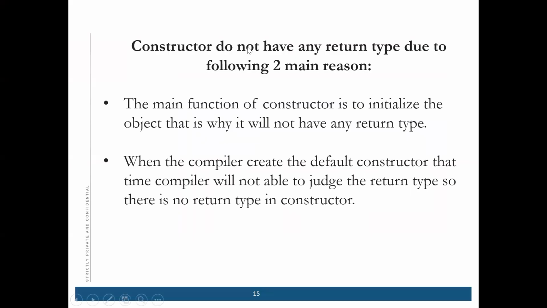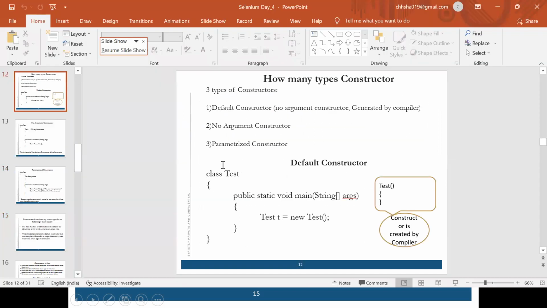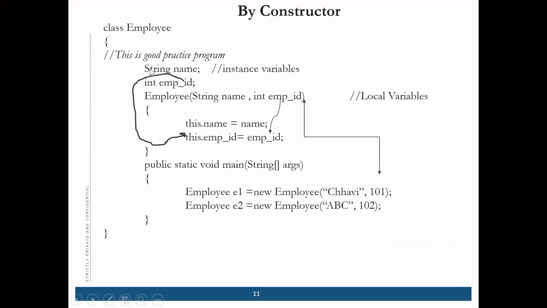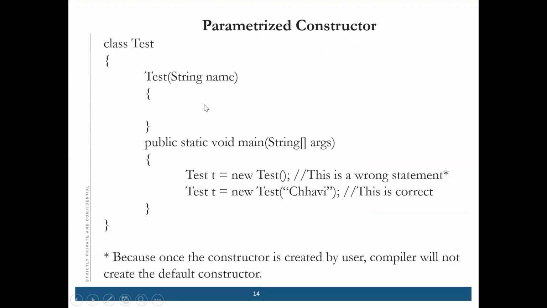Now, as I told you, the constructor does not have any return type, for two main reasons. The main purpose of a constructor is to initialize the object. That is why we don't have any return type. If we are initializing and you wanted to return something, then what would it return? Suppose you are initializing the instance variables and there are so many of them; the constructor will get confused whether it should return the name or the employee ID. So that is why there is no return type.